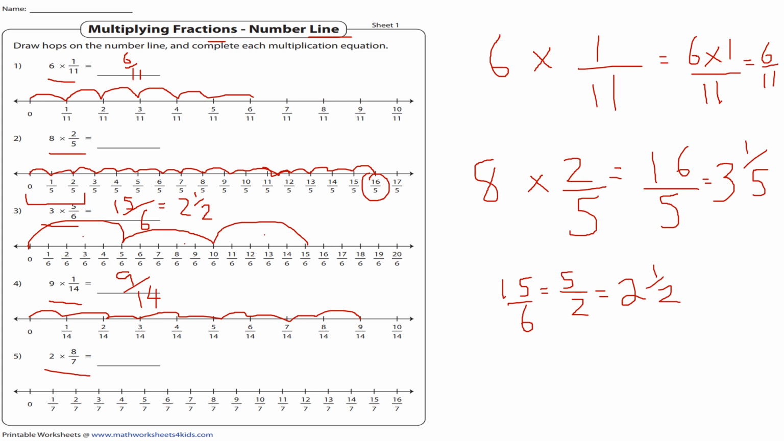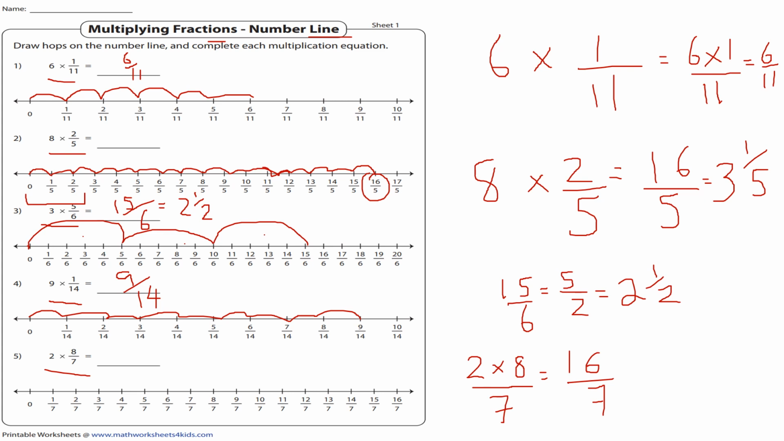2 lots of 8/7. So again, I do 2 times 8, and then it's all out of 7. So the answer is going to be 16 sevenths, okay, as an improper fraction or a top-heavy fraction.